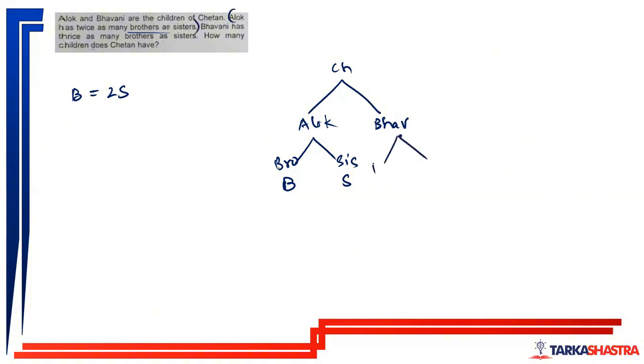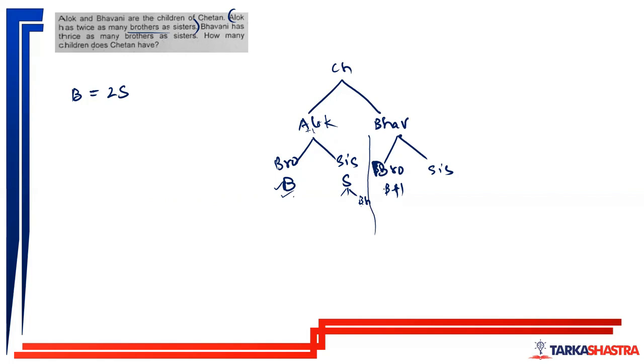Okay? And then if I calculate Bhavani's brothers and sisters, how many will Bhavani have? Out of Alok's sisters, one of the sisters is Bhavani. Now Bhavani has how many brothers? B brothers, and plus one, Alok. So Bhavani has B plus one brothers. Try to understand this thing. Bhavani is one of the sisters of Alok. So out of these S sisters, Bhavani is one of the sisters. Now how many brothers will Bhavani have? These B brothers Bhavani will have, and Alok is also her brother. So that is B plus 1.